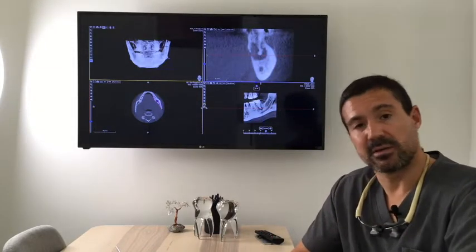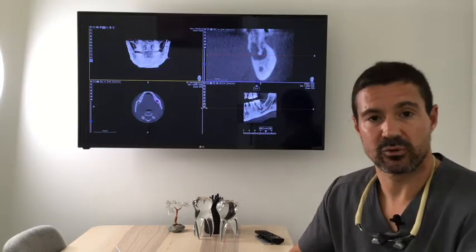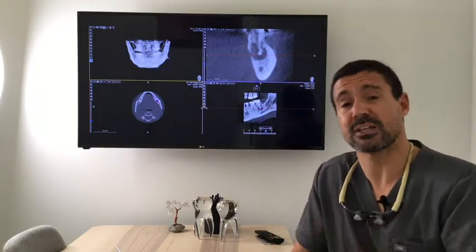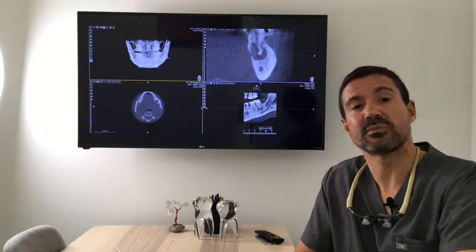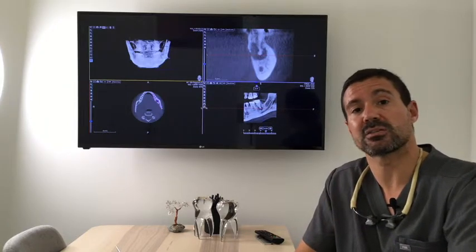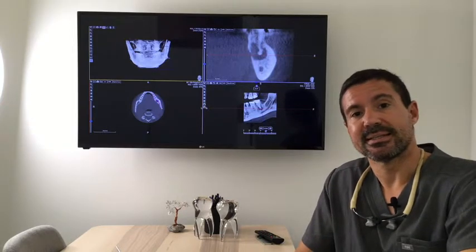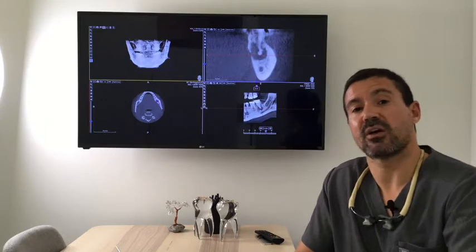So remember that socket preservation is not only to maintain the volume or gain volume. Usually it's to maintain volume. Usually you do not gain volume, but it also protects the adjacent teeth from developing a periodontal problem because of the bone loss that the extraction and the removal of the cyst would provoke without doing anything.